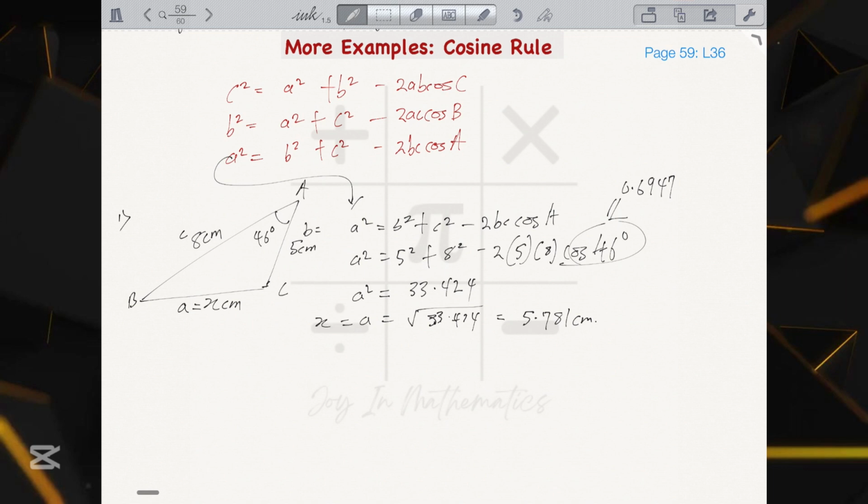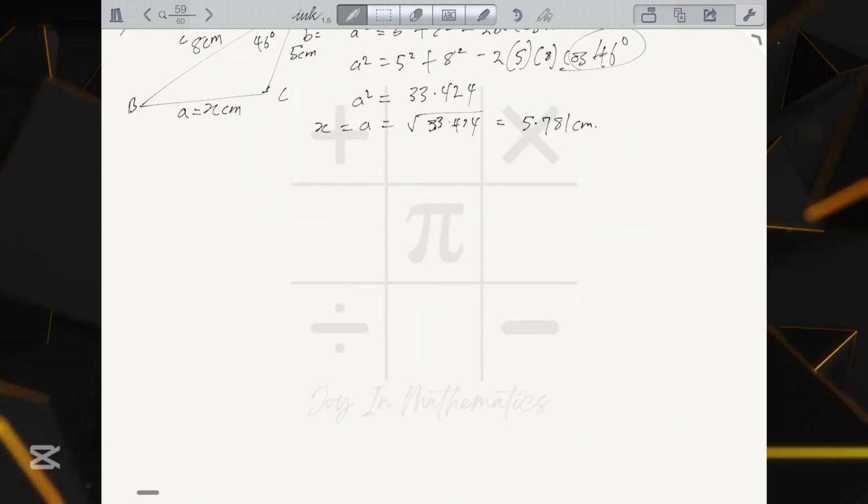Now, what if we are asked to evaluate an angle? Okay, we are asked to evaluate an angle in the cosine formula. So let's look at it together. c squared is equal to a squared plus b squared minus 2ab cos C. How do we evaluate the angle in this case?